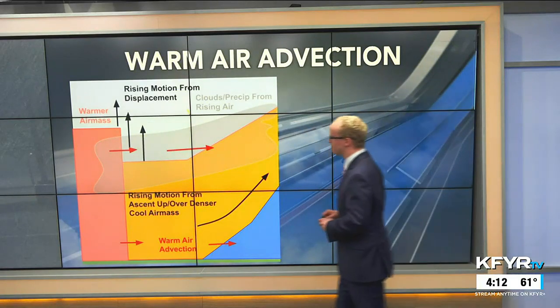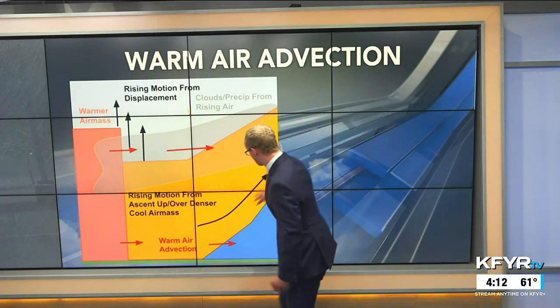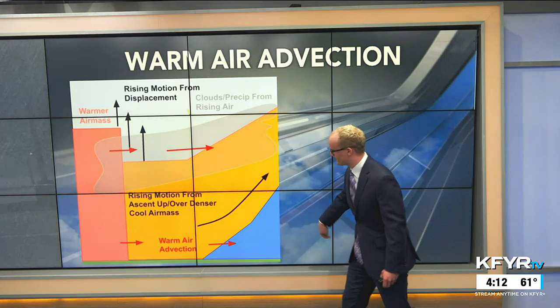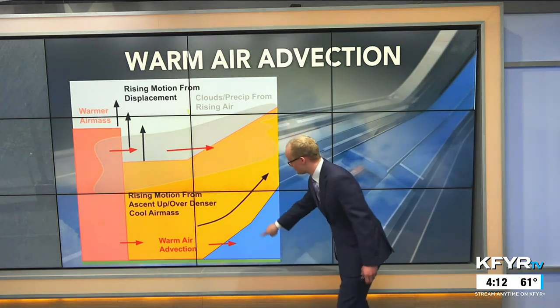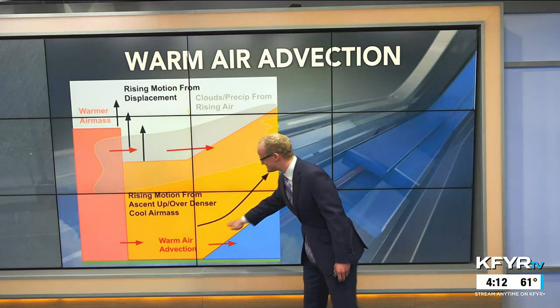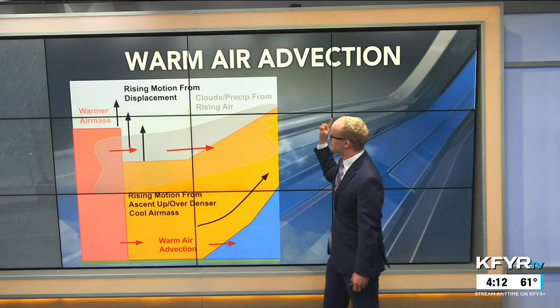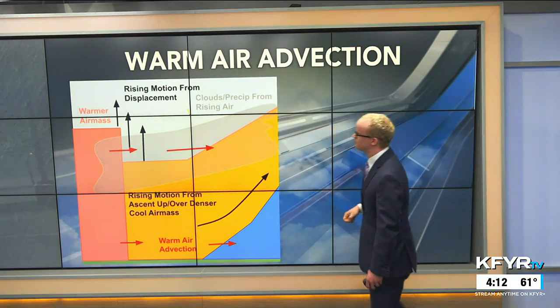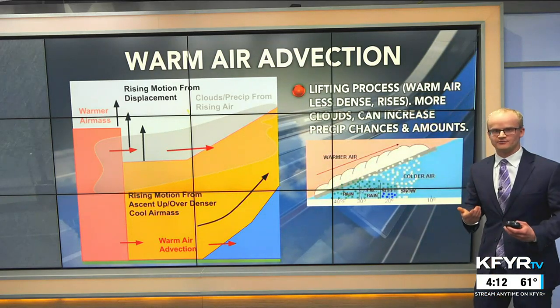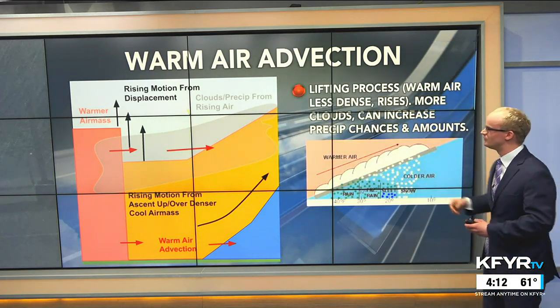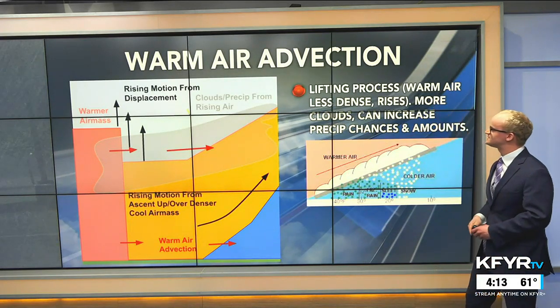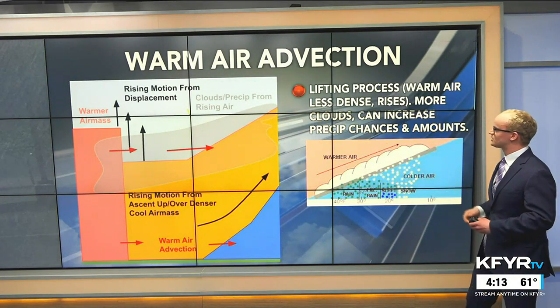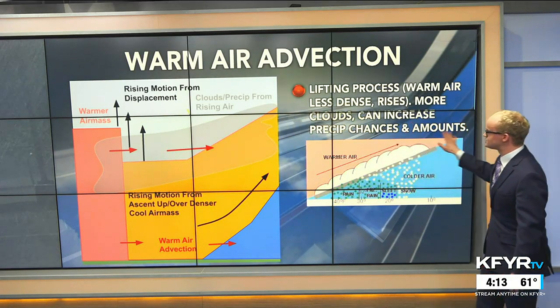So a three-dimensional schematic here, we have warm air advection moving in, cold air moving out. So the warm air is less dense, so it's going to rise up and over that colder air. And that ascent, that rising motion, leads to clouds and precipitation forming. So with warm air advection, a warm front moving through, we usually see precipitation. It's a lifting process. The warm air is less dense, so it rises. That leads to more clouds and can increase our precipitation chances and amounts.